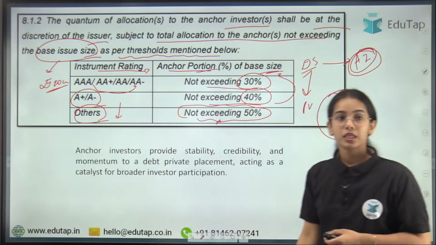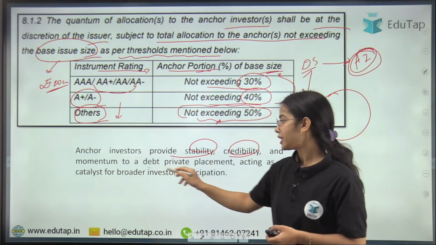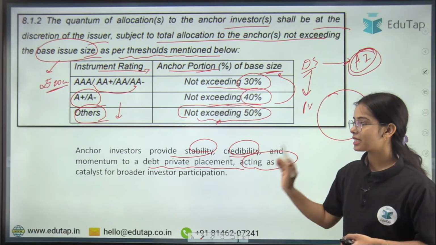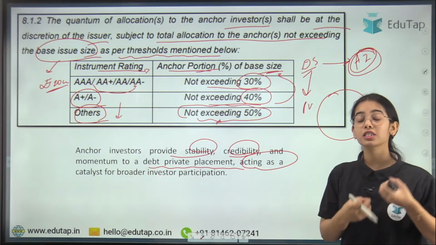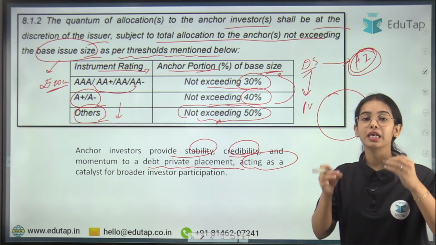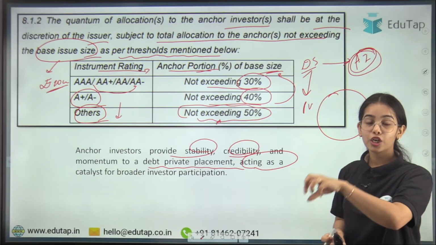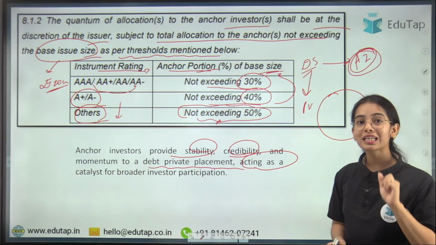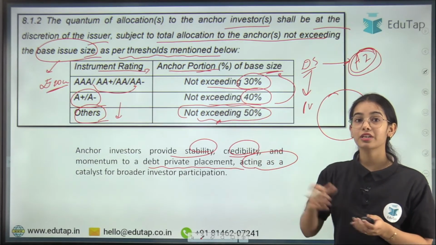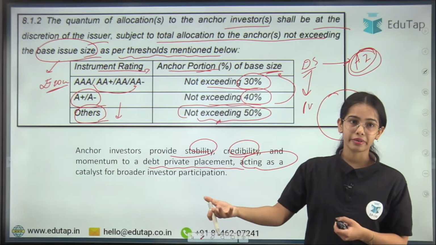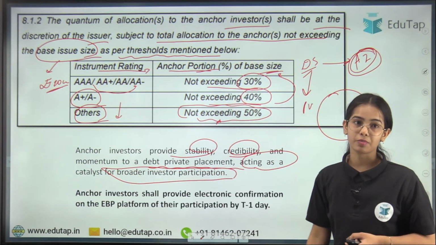Okay. Now, anchor investors provide stability, credibility and momentum to a debt private placement, acting as a catalyst for broader investor participation. Because if big, recognizable and trusted anchor investors invest in the debt instrument of a company, it is recognized that this debt instrument is good because these anchor investors are trusting it or trying to buy it. So it also is a catalyst for broader investor participation.